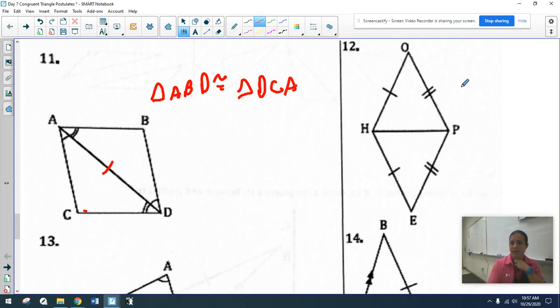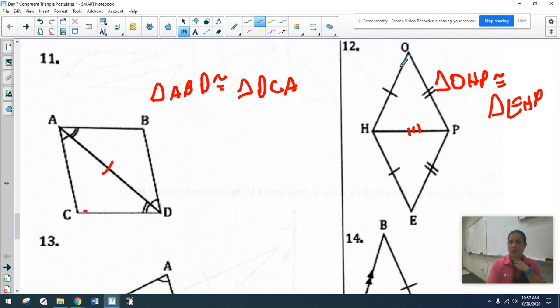Okay. Same thing over here. Hidden piece of information, invisible. That's this one right here. It's a shared side. Okay. So if I did OHP, then you would have to go EHP.